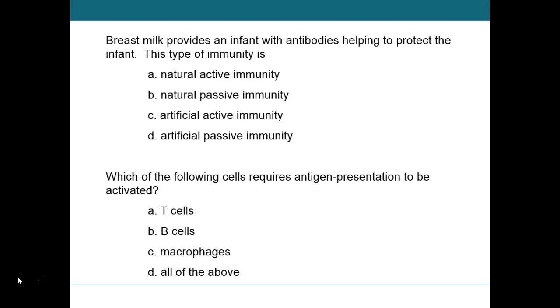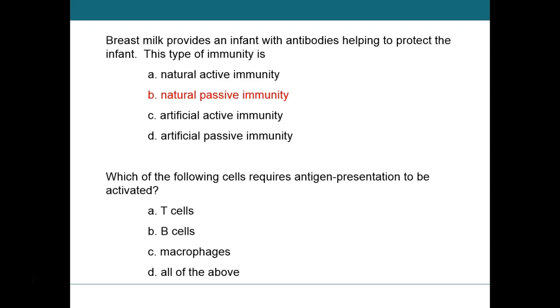So active immunity was when the immune system creates those memory cells and those antibodies. Passive immunity was when you receive those antibodies and your immune system doesn't make it. So natural, from mom to baby. Active, well, if the antibodies are coming from the breast milk, then the baby's immune system is not making it. Passive, received immunity. So the answer is naturally occurring passive immunity.